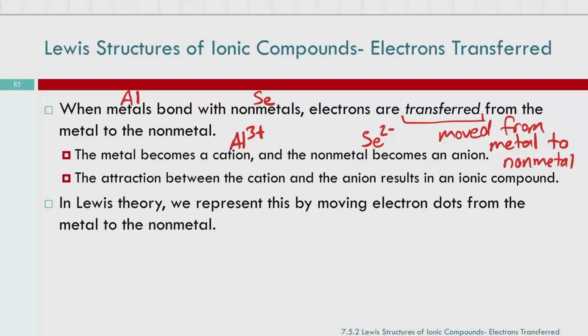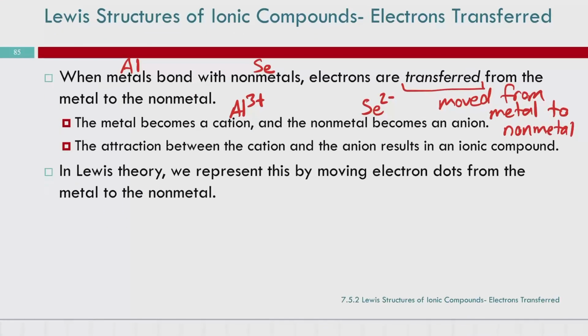That's negatively charged, and what do they say in dating? Opposites attract. The aluminum and the selenium will be attracted to each other because they're opposites. Magnetic forces bring them together. And that attraction results in the ionic compound. And they'll self-assemble if you had them in solution. They might self-assemble and form the compound. In Lewis theory, we represent the transfer of electrons by moving the electron dots from the metal to the nonmetal. So we are transferring dots instead of transferring electrons.